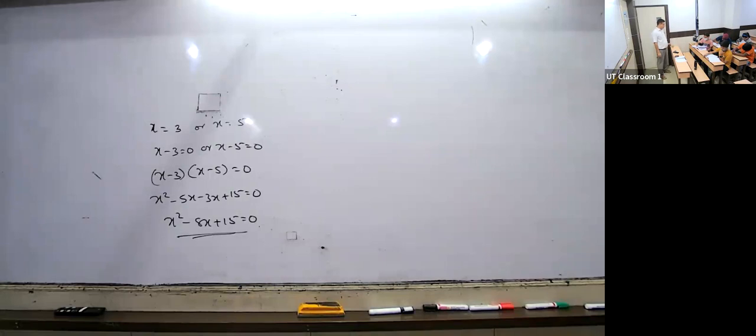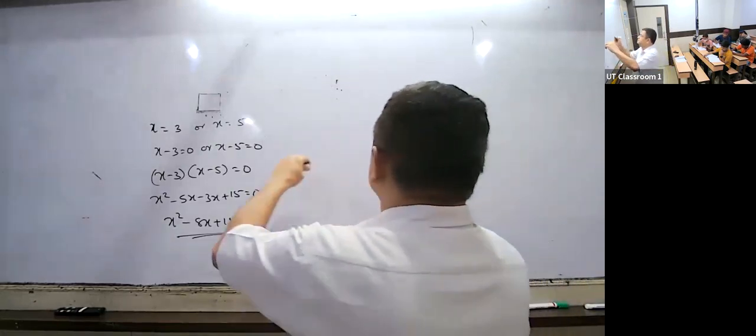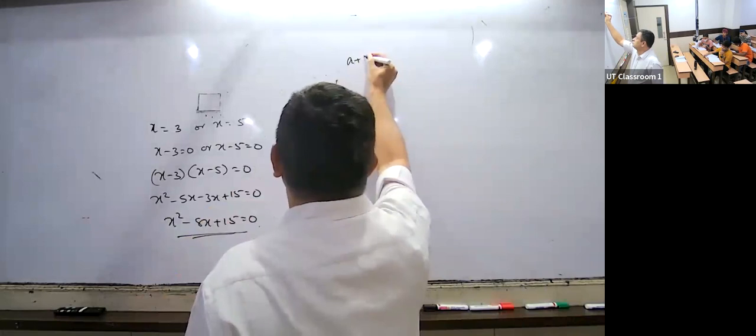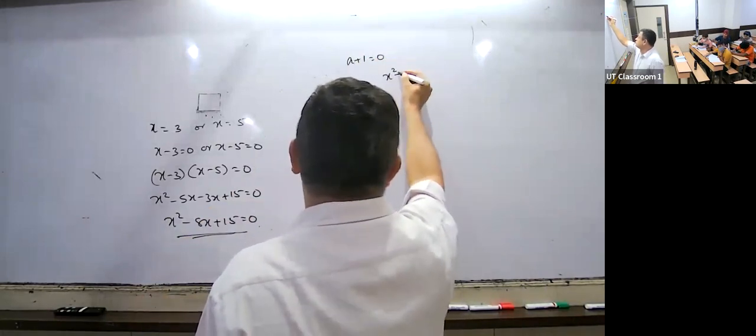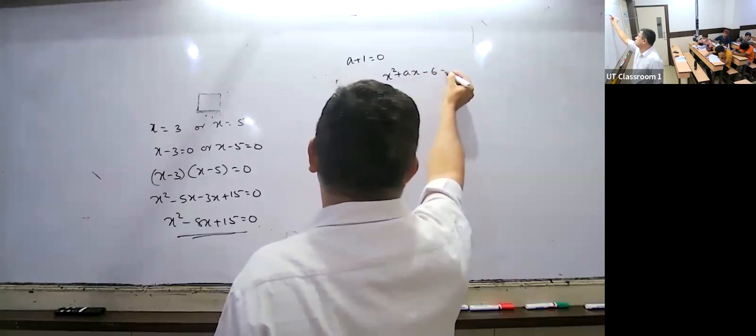Continue. Which is the next one? Can you read it out? Find the value of x, if a plus 1 is equal to 0 and x squared plus 3x minus 6 is equal to 0.